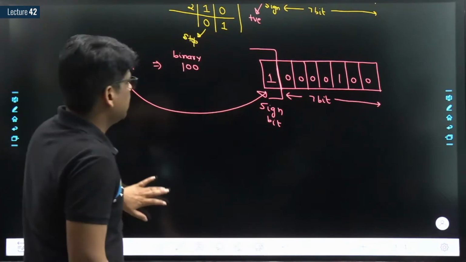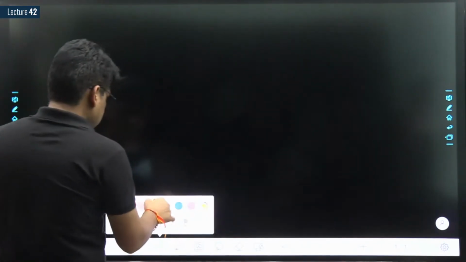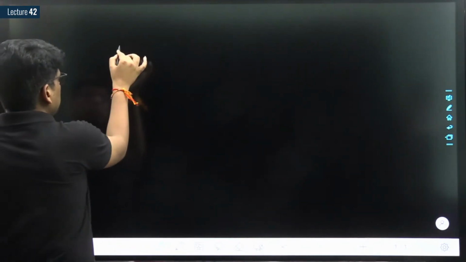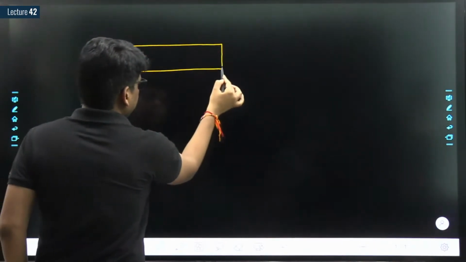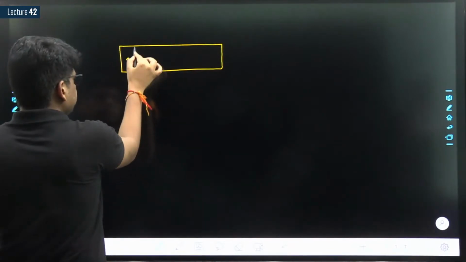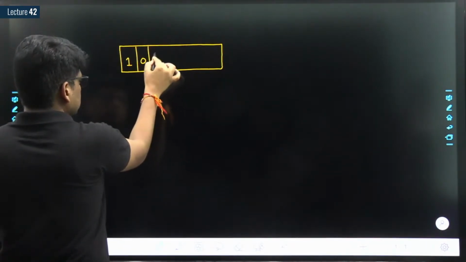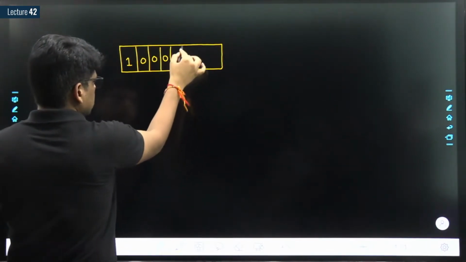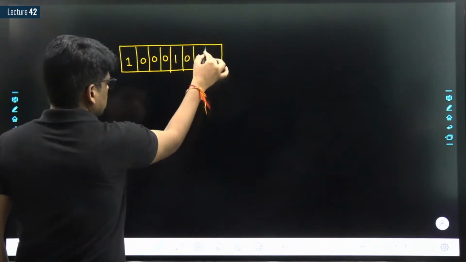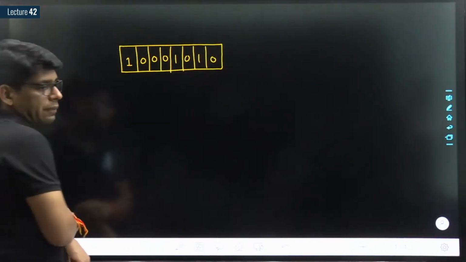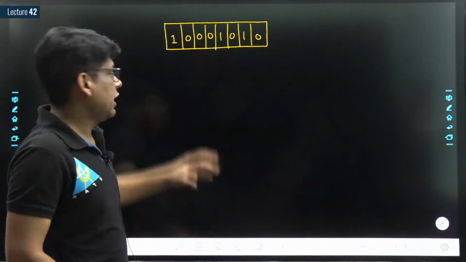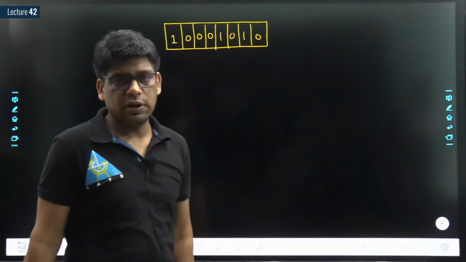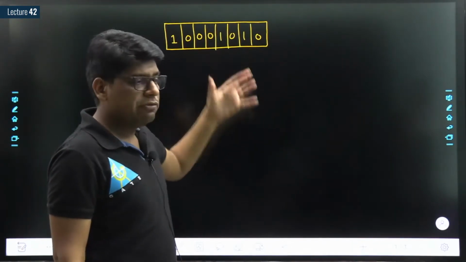Done. That means, sir, if I talk about something like, let us suppose this is the number. If I show this number to a computer or if this number is stored in computer, sir, what is the value of this number?